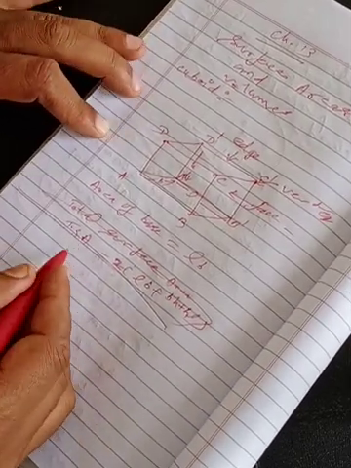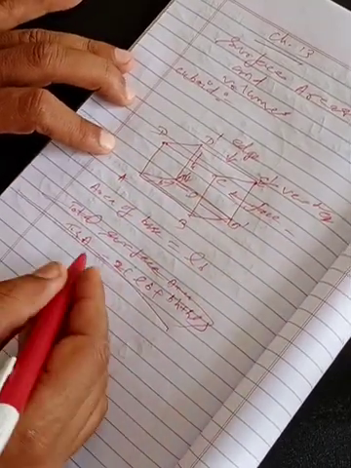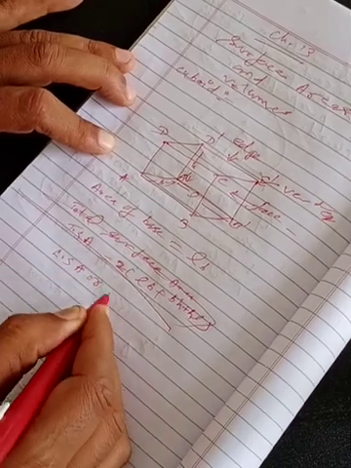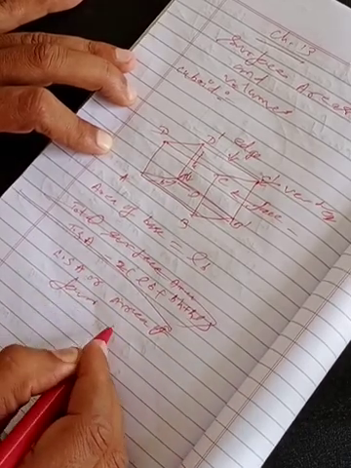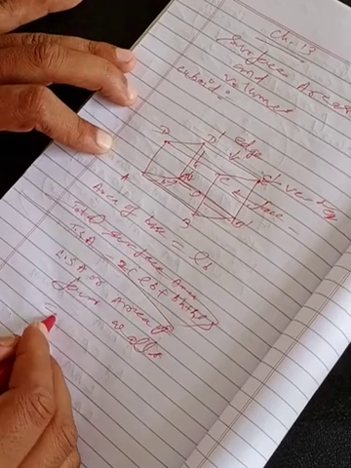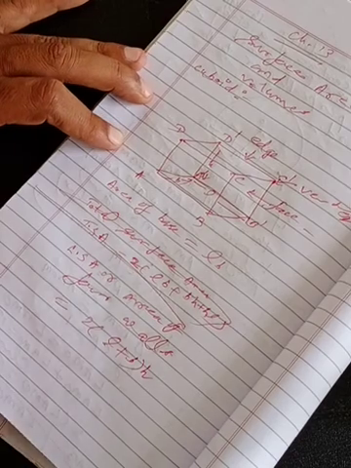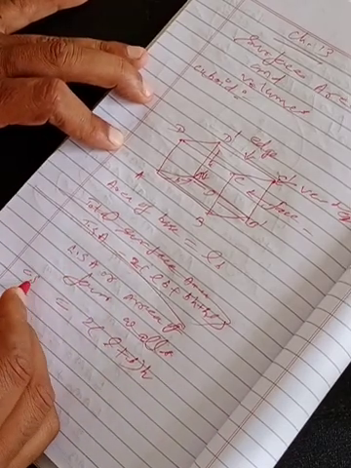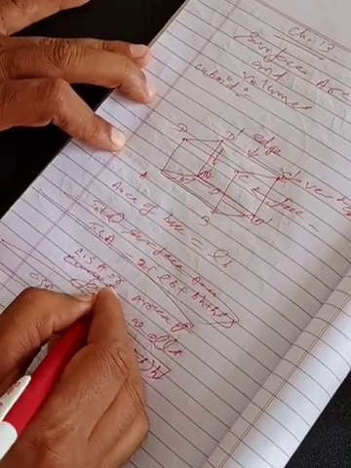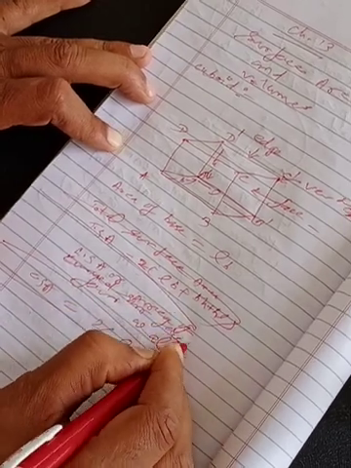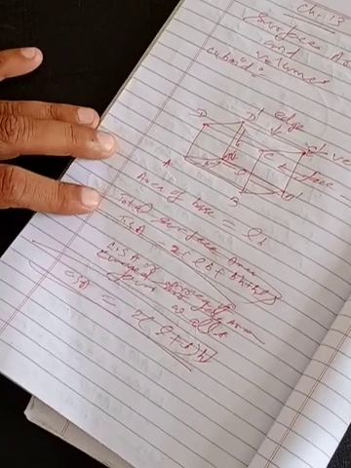Now if you want to find its LSA, these two faces will not come in its LSA. So LSA, or you can write, the area of 4 walls. 2 walls are not here in this, so it will be 2 times (L plus B) into H. This is the formula of LSA or CSA. This is also called CSA, curved surface area. Lateral surface area or curved surface area. This is the full form of CSA. Now we have done its CSA also.